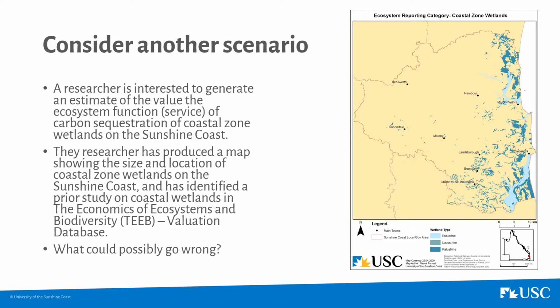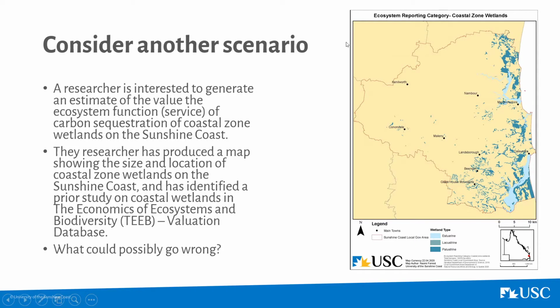So we want to know how much is that ecosystem function, or some people would describe it as an ecosystem service, how much is that actually worth? And we've done this great map, and through a bunch of data analysis and spatial work and so on, we now have a map showing the size and the location, the spatial extent of different types of coastal zone wetlands on the Sunshine Coast. So that's here. Looking really good. So we have a total hectare area of that. And I've gone through and found a prior study that has done some valuation on coastal zone wetlands.